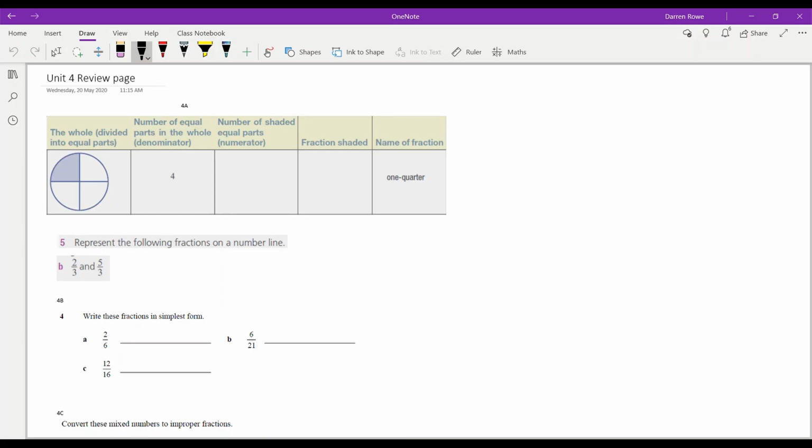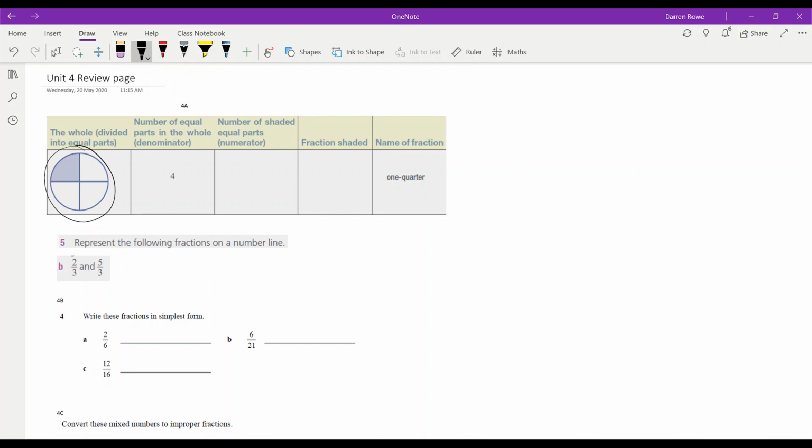Alright, welcome to Unit 4, Fractions and Percentages. The first part in 4A is: what are fractions? Fractions are wholes or sets that are broken up into parts. Here it's very, very basic revision.